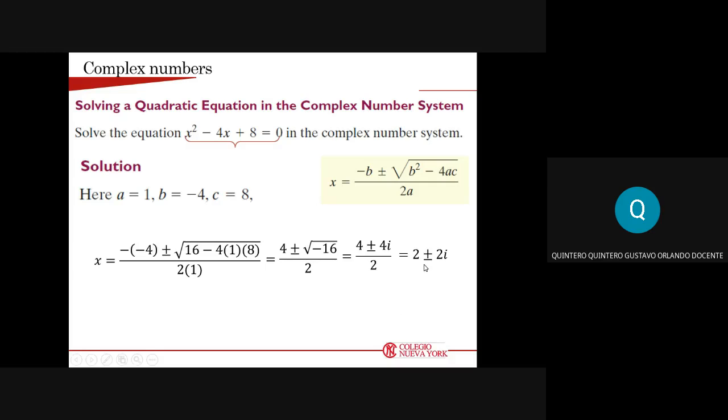Remember, we have 2 solutions. So in this case, the main equation, this one from the beginning, since it was quadratic, we have then 2 solutions. One with the negative sign, look, 2 minus 2i, and the other one with the positive sign, 2 plus 2i. Those are going to be our 2 solutions for the main equation. Remember, guys, we are always going to have 2 solutions.